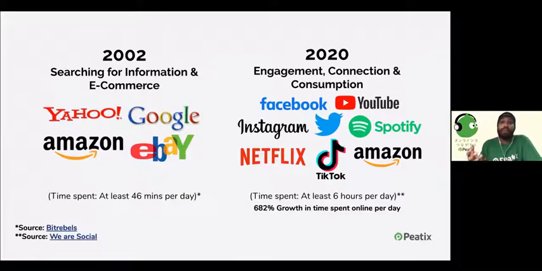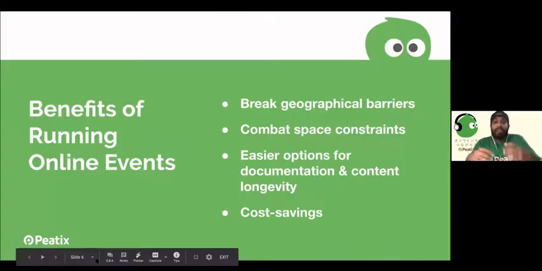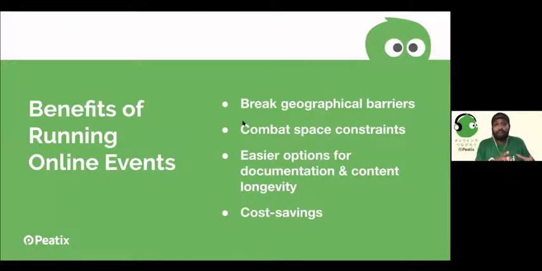And the type of behaviors that we're running are more on engagement and on connecting with people. We're consuming content. Some of the top platforms today are Facebook, YouTube, Instagram, Twitter, Spotify, Netflix, especially in the lockdown. TikTok is of course something new, and Amazon as well. Because of all these things, we just need to see that online events are probably going to stay.